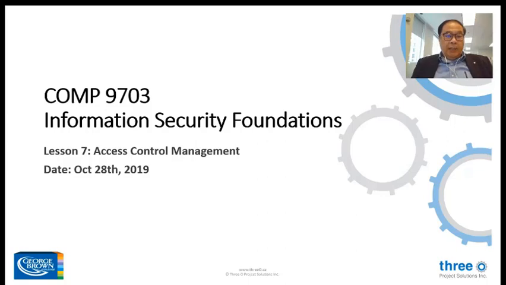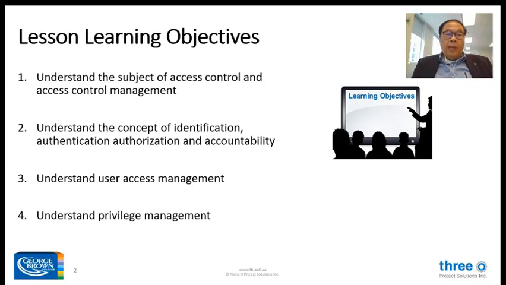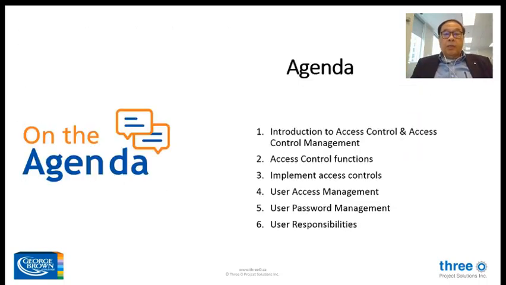Today we'll look at lesson 7, access control management. We will look at the subject of access control and access control management. And we will also want to understand the concept of identification, authentication, authorization, and accountability, which are the four basic concepts pertaining to access control. And then we'll look at user access management, which is a key piece. And then we'll also introduce the concept and talk a little bit about privilege management, what that is, and how businesses usually implement them. So this is our agenda today.